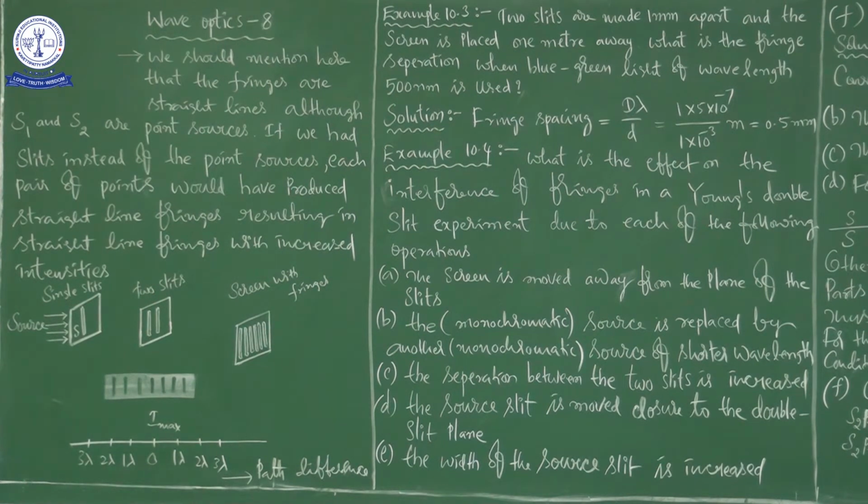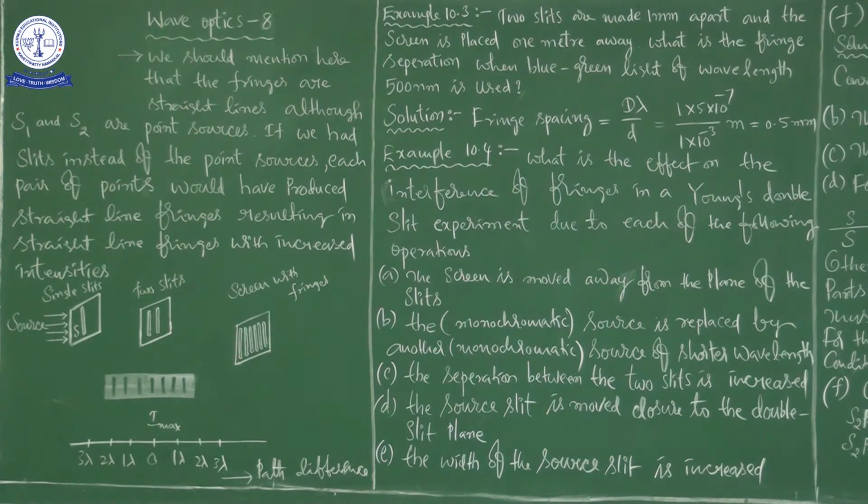But if you see the fringe pattern, yesterday I showed you two pictures. If you see the second one, there itself we can get the straight lines. If we had slits instead of the point sources, if we have a slit like this, here you can see a single slit. Each pair of points would have produced straight line fringes like this.